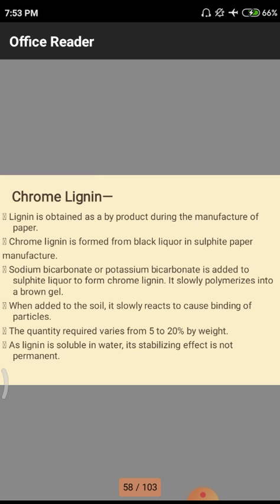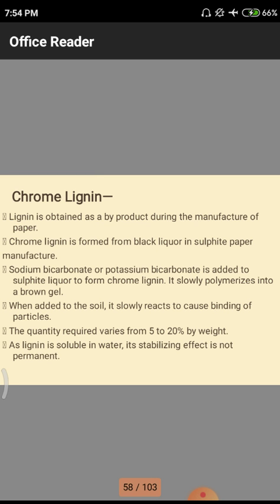Next one is chrome lignin. This lignin is obtained as a byproduct during the manufacture of paper. Nowadays we are using paper in huge quantities. Why? Because for study purposes and different areas, we use paper. So while we are preparing this paper, some byproducts are obtained. We have to utilize those byproducts in different ways.